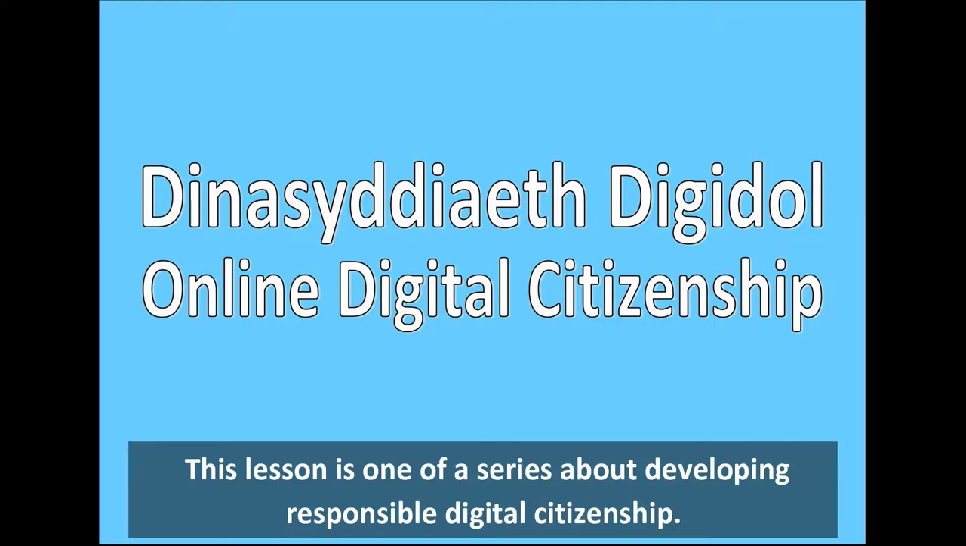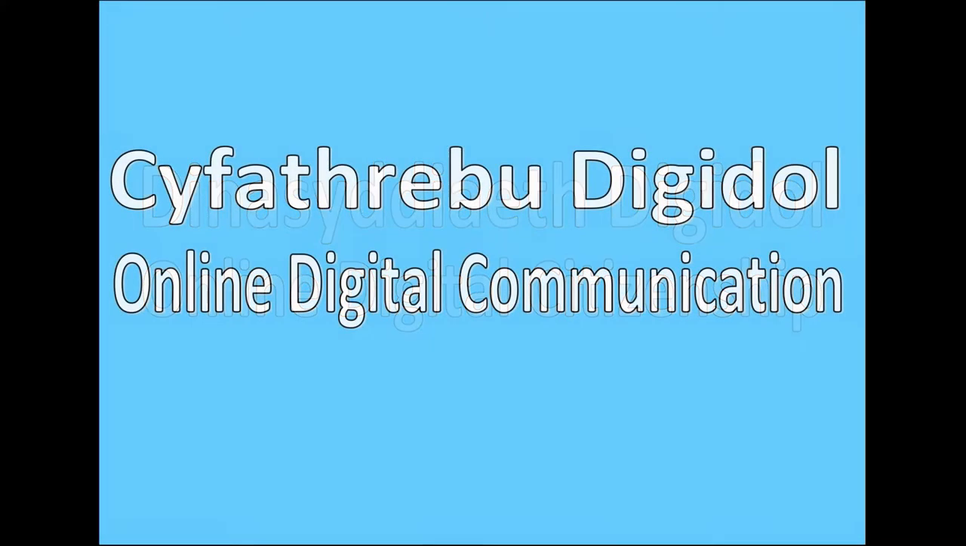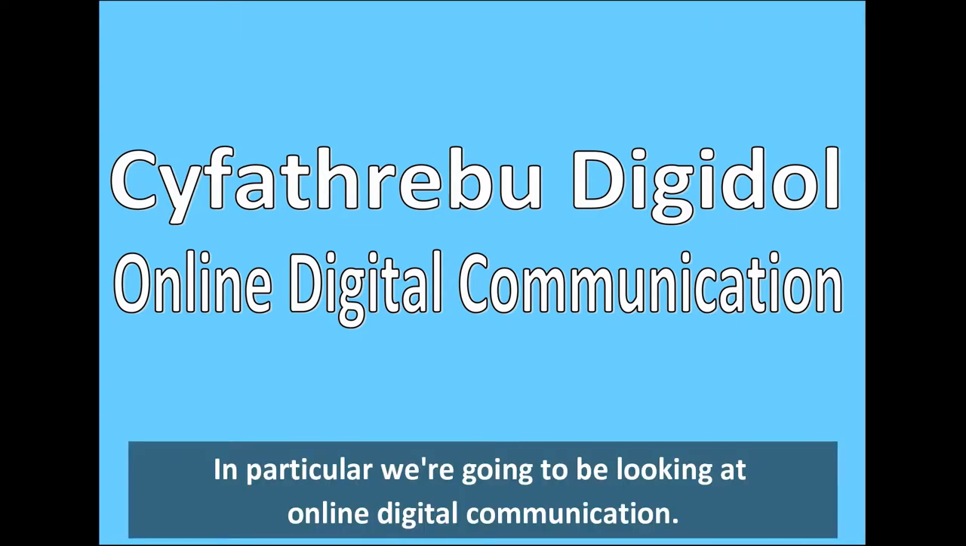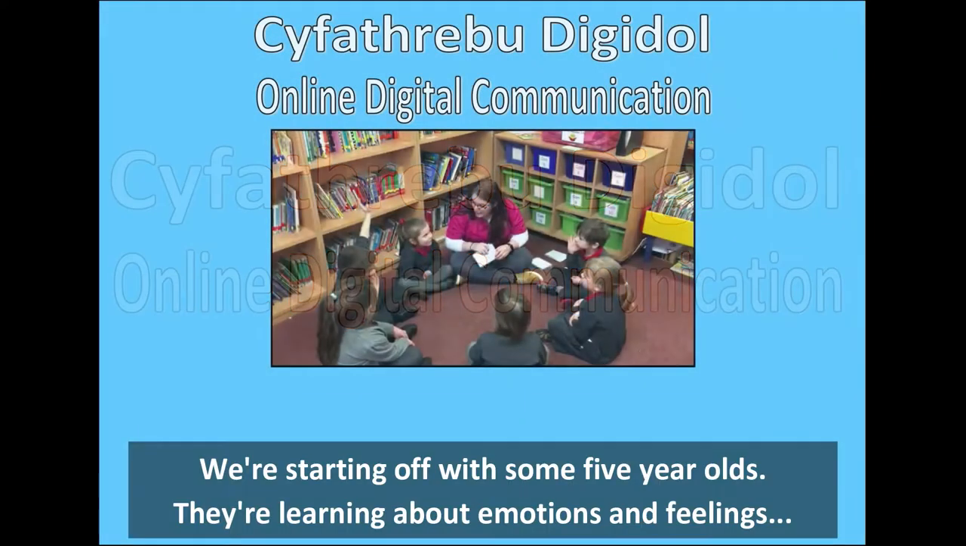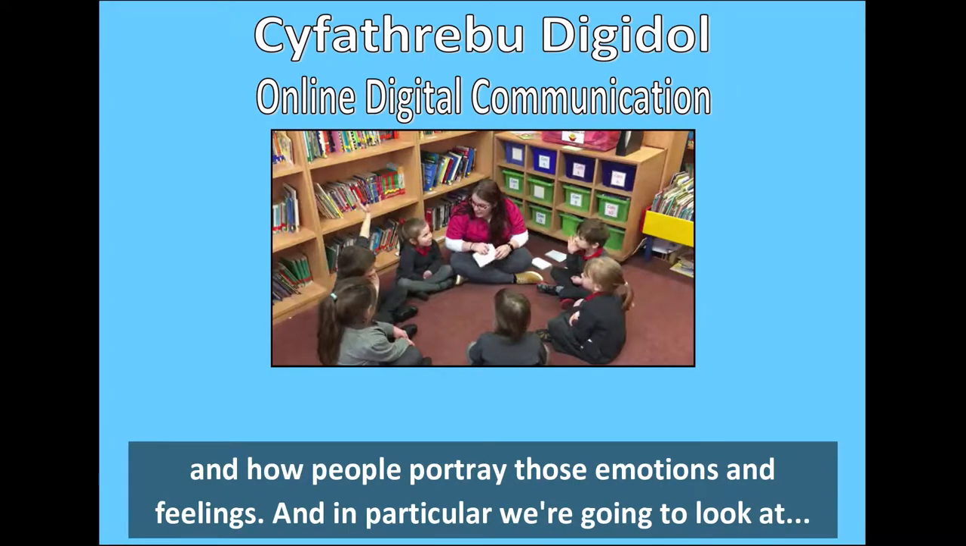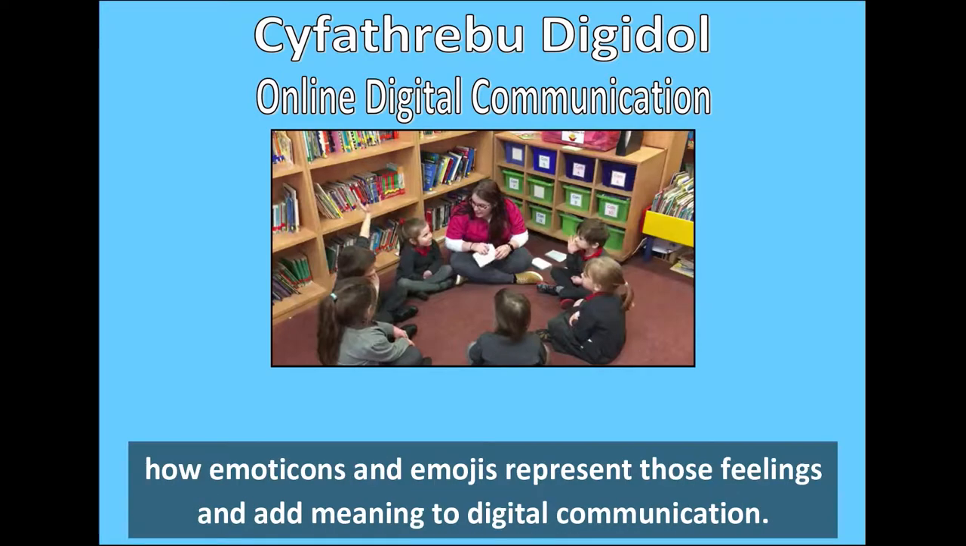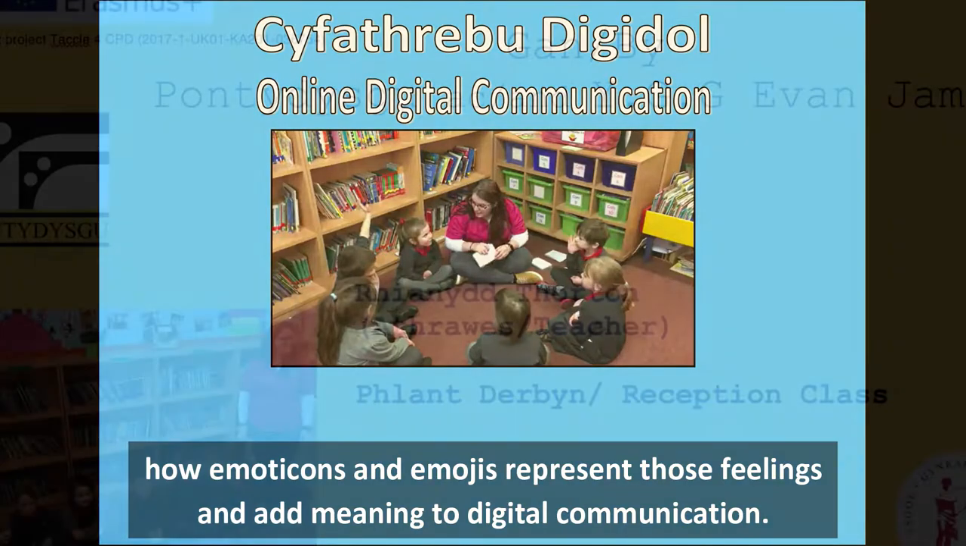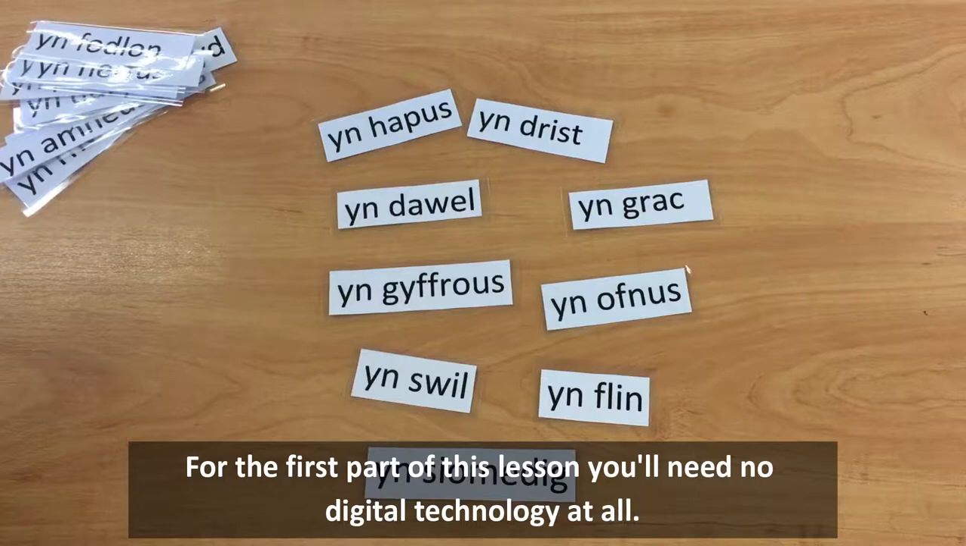This lesson is one of a series about developing responsible digital citizenship. In particular, we're going to be looking at online communication. We're starting off with some five-year-olds. They're learning about emotions and feelings and how people portray those emotions and feelings. And in particular, we're going to look at how emoticons and emojis represent those feelings and how they actually add meaning to digital communication. For the first part of this lesson, you need no digital technology at all.